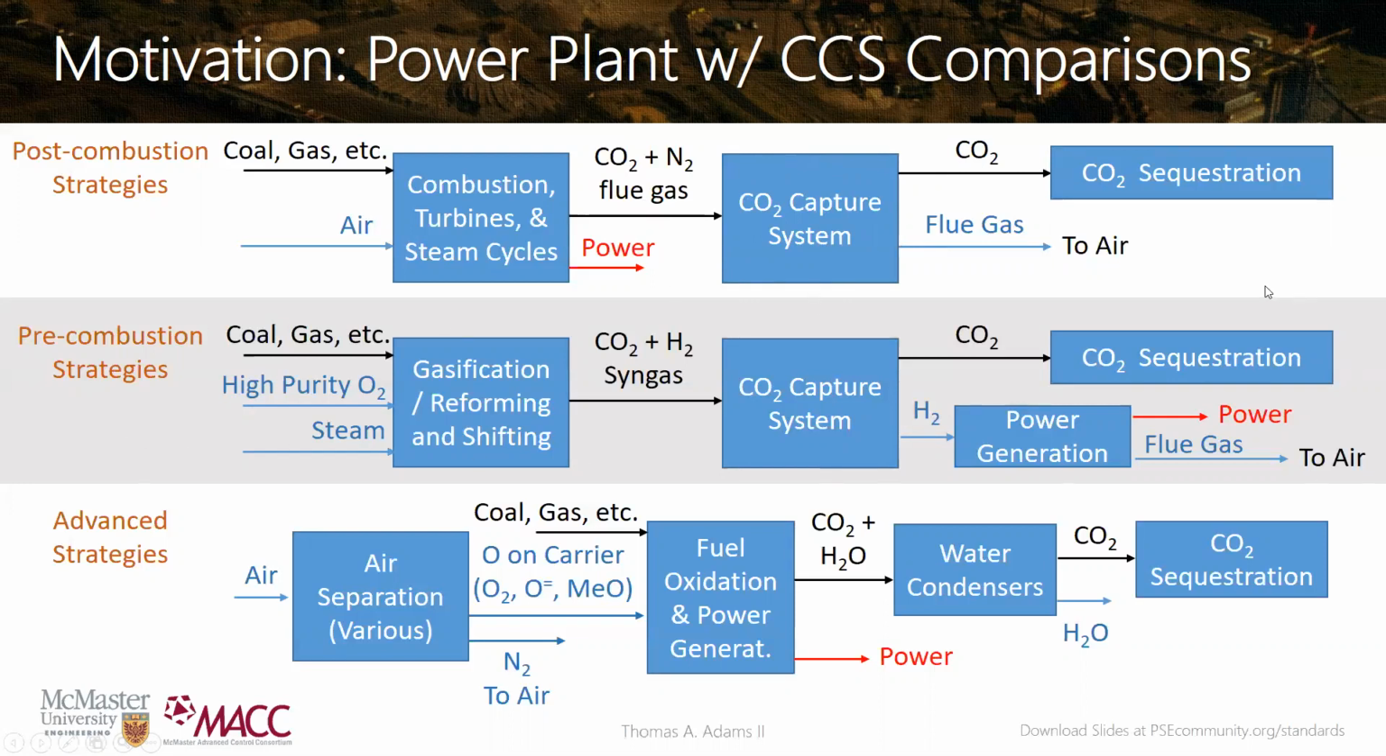Pre-combustion strategies say, okay, the CO2 nitrogen separation is a very difficult problem. And so let's completely rethink the power plant design just to make it easier to capture CO2. Okay, and there's a lot of different ways you can do this. But what you can do is you basically convert coal and gas and that kind of thing into synthesis gas or syngas. All right, that's a mixture of CO2 and hydrogen.